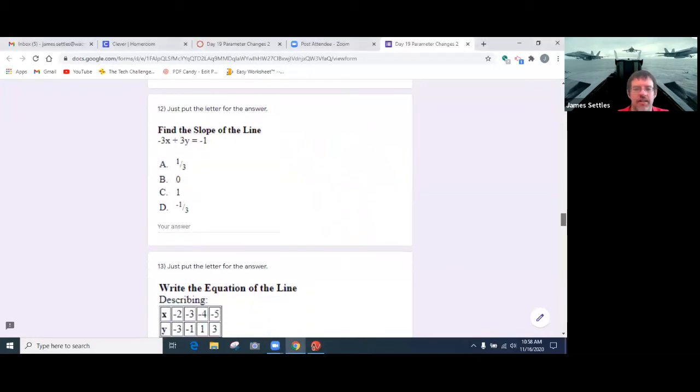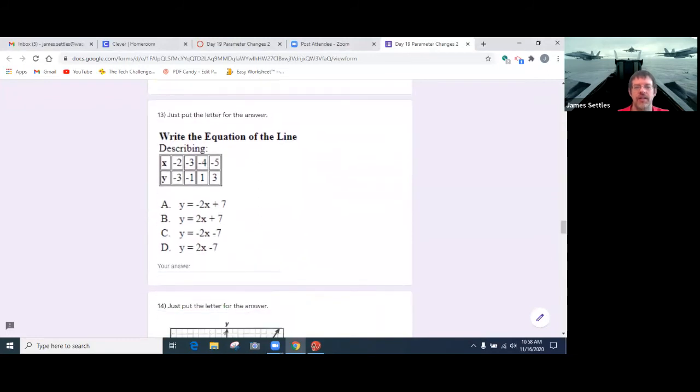All right, so number 13. We've got to go plug this into the calculator because this is y equals right here. And a table is nothing but points. So we're checking these 2 points right here, -2 and -3. So let's see. Actually, I'm going to type in B. I know it's not A. I'm going to type in B real quick.